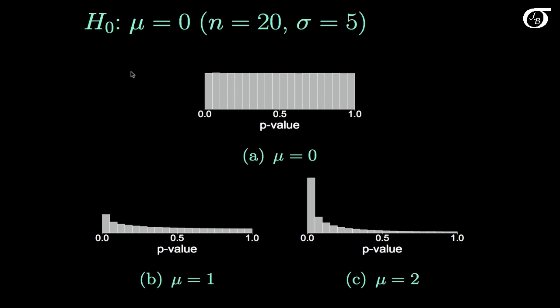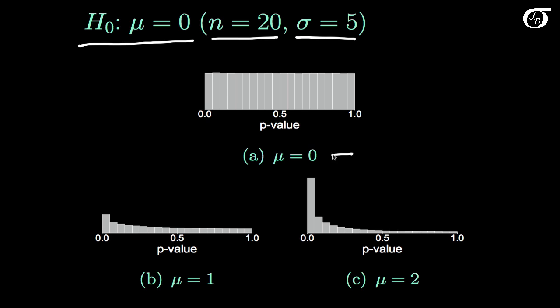Here I've decided to test the null hypothesis that mu is equal to 0 against a two-sided alternative. The samples have 20 observations in them, and sigma is equal to 5. And we're sampling from a normally distributed population, so we'll be using a z-test. And on this slide, there's 3 scenarios illustrated.